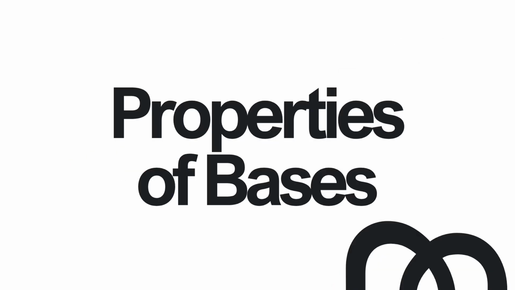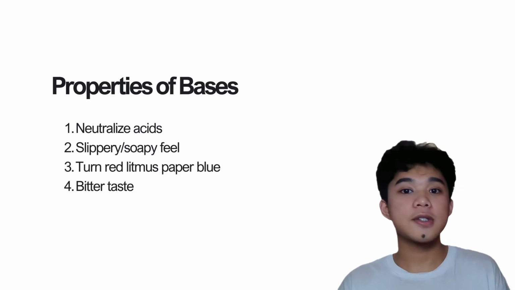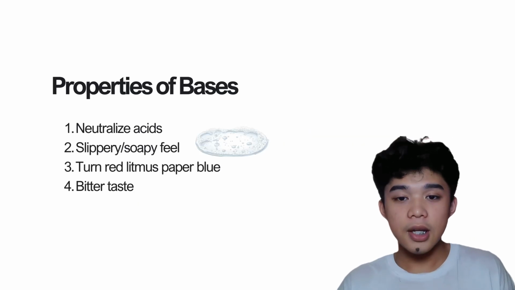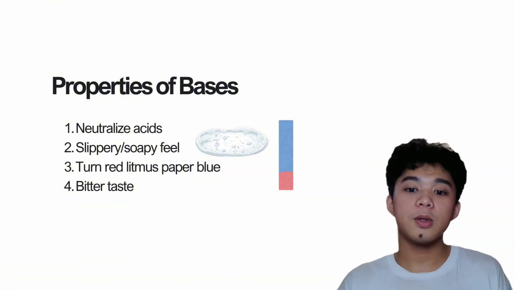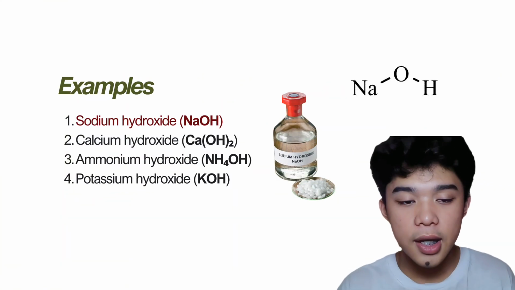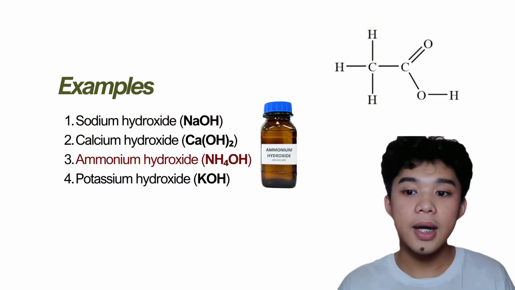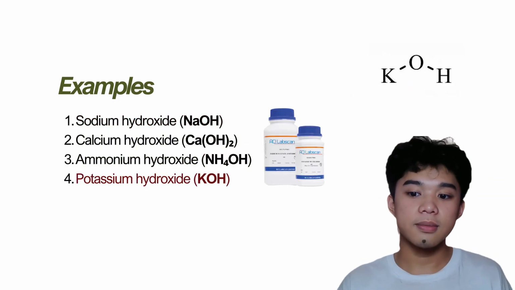For the properties of bases, they neutralize acids, they have a slippery or soapy feel, they turn red litmus paper blue, and they have a bitter taste. Examples are sodium hydroxide, calcium hydroxide, ammonium hydroxide, and potassium hydroxide.